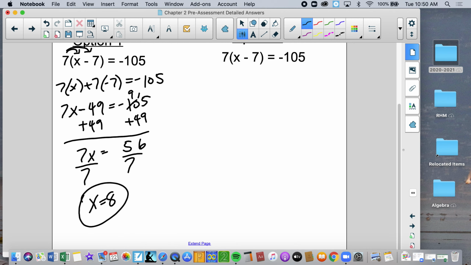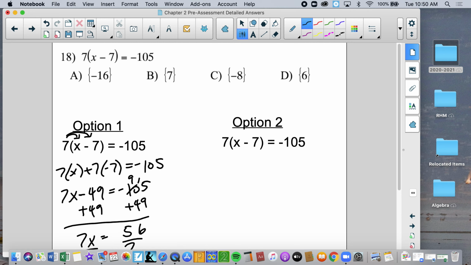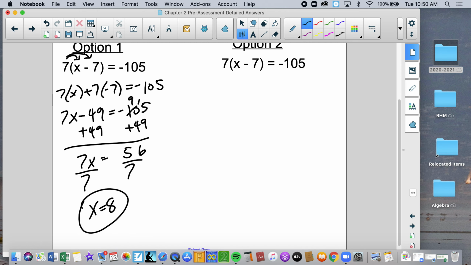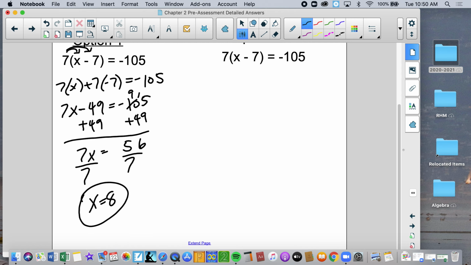Mr. Mac made a mistake. So I came up with x equals 8. We see that we don't have an answer of x equaling 8. I have negative 16, 7, negative 8, and 6. So I know I made a mistake. I need to go back. Where do 99% of the mistakes students make in 8th grade? Dealing with negatives, yes. So I go back to my problem.